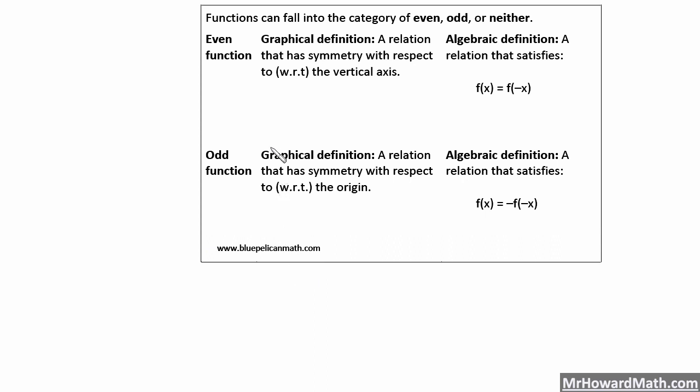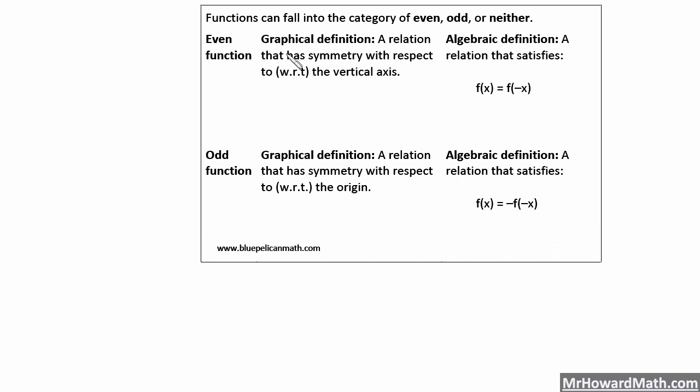All right, so even and odd functions. Let's look at some definitions and then we'll work some examples. Functions can fall into the category of even, odd, or neither. If we have a function, it's going to be one of these three: either even, odd, or neither.